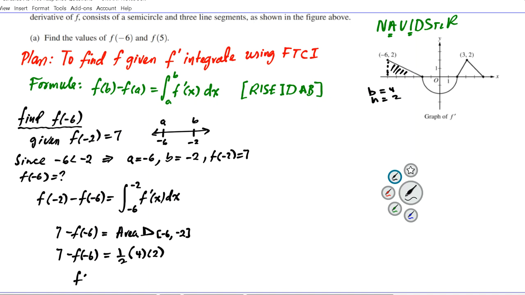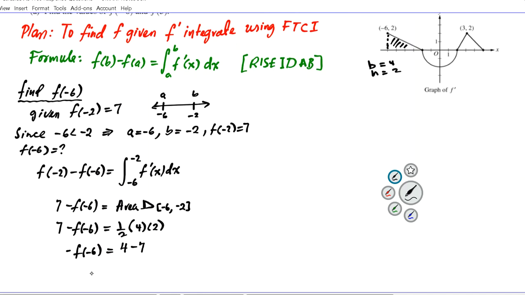So f of -6 is going to be, we can simplify this, the 2's cancel out, so we have 4, and then you subtract 7. Oh snap, I forgot my minus. Subtract 7 from both sides, like that. And then negative f of -6 is -3, which follows that. Divide both sides by -1. f of -6 is equal to 3. So that's the answer to the first part.